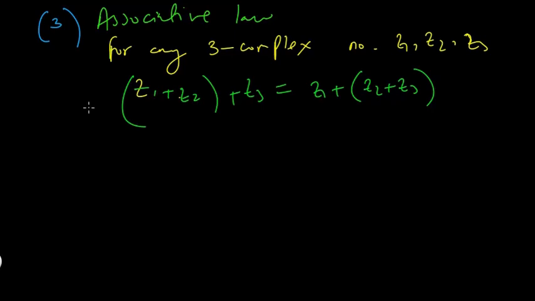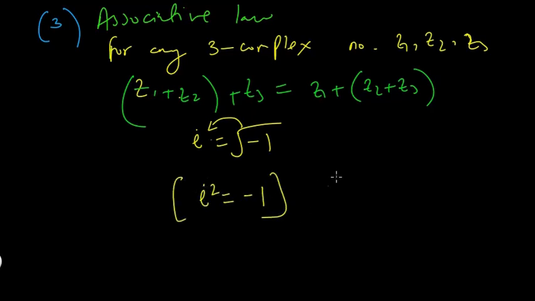So what is the power of iota? Iota is an imaginary number. Since we know that iota is under root minus 1, right? We have learned before that iota is under root minus 1. So if I take this under root to this side, it becomes iota square, which is equal to minus 1. So we get iota square is equal to minus 1.